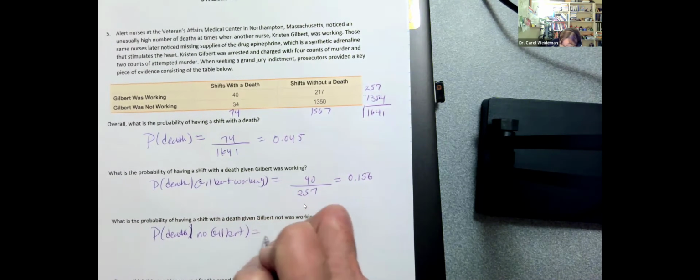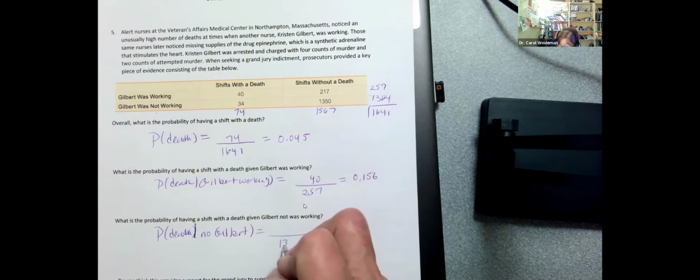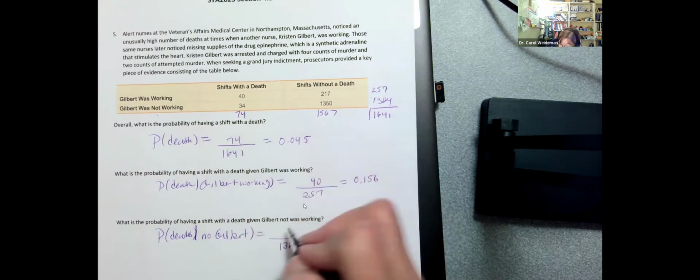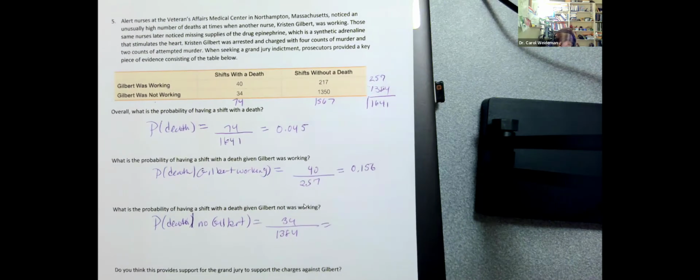And then what was the probability of having a shift with a death given Gilbert was not working? So probability of death given no Gilbert, let's put it that way. Okay, so the shifts where she wasn't working were 1384. And how many deaths do we have? 34. So if we take 34 and divide by 1384, we get 0.025.